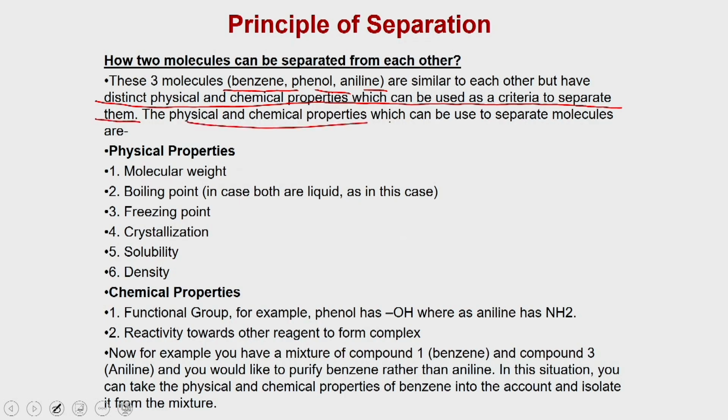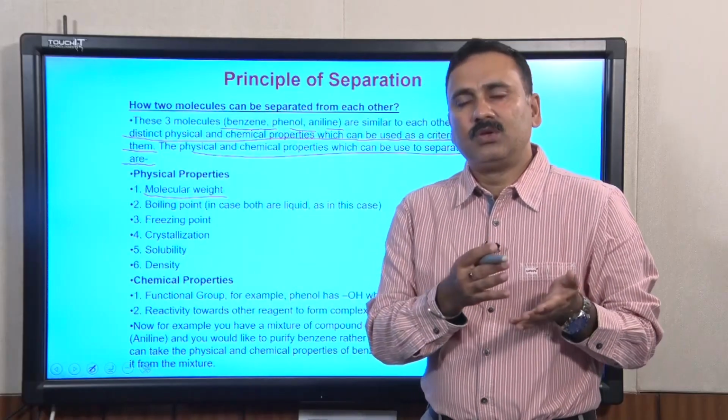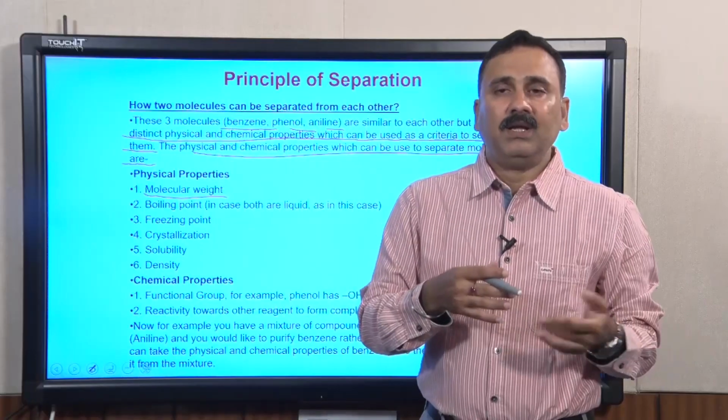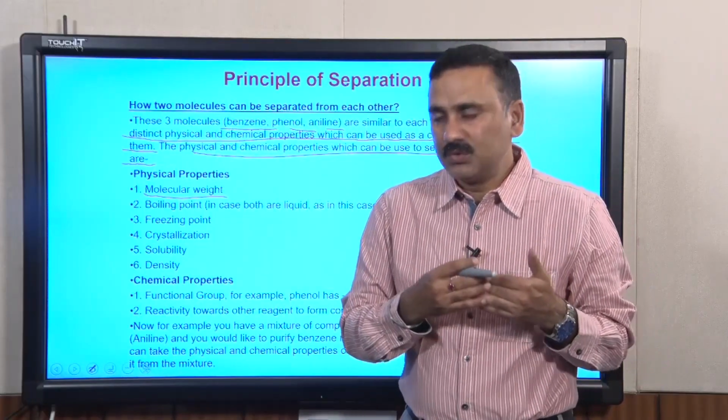The physical and chemical properties which can be used to separate molecules include molecular weight. If the molecules are of different molecular weights, you can exploit that criterion to purify them. If I would like to purify a molecule of molecular weight 40, that is going to exclude all the molecules which are above or below that. So, that kind of criterion can also be used.